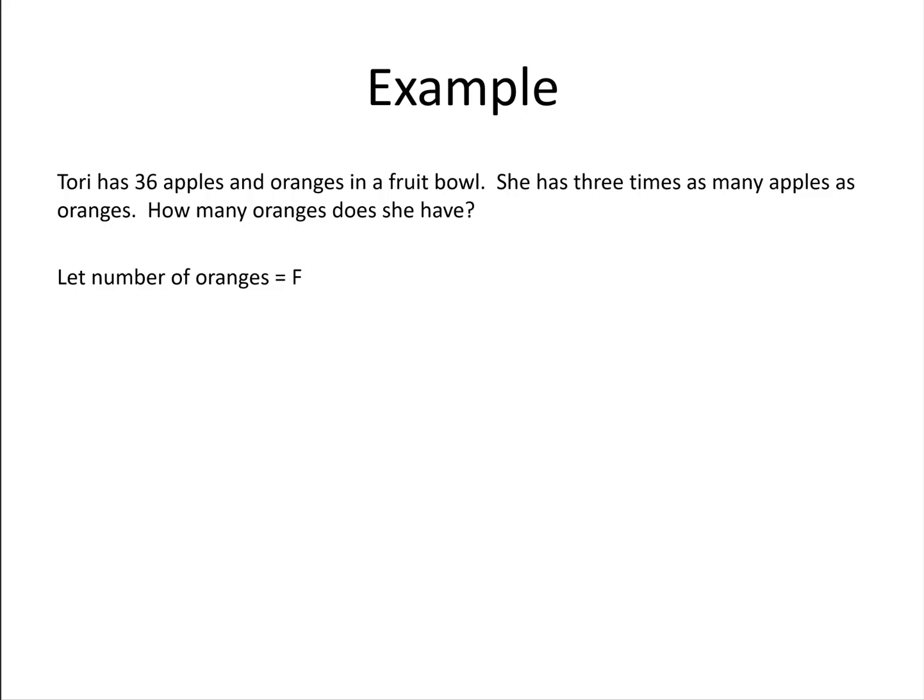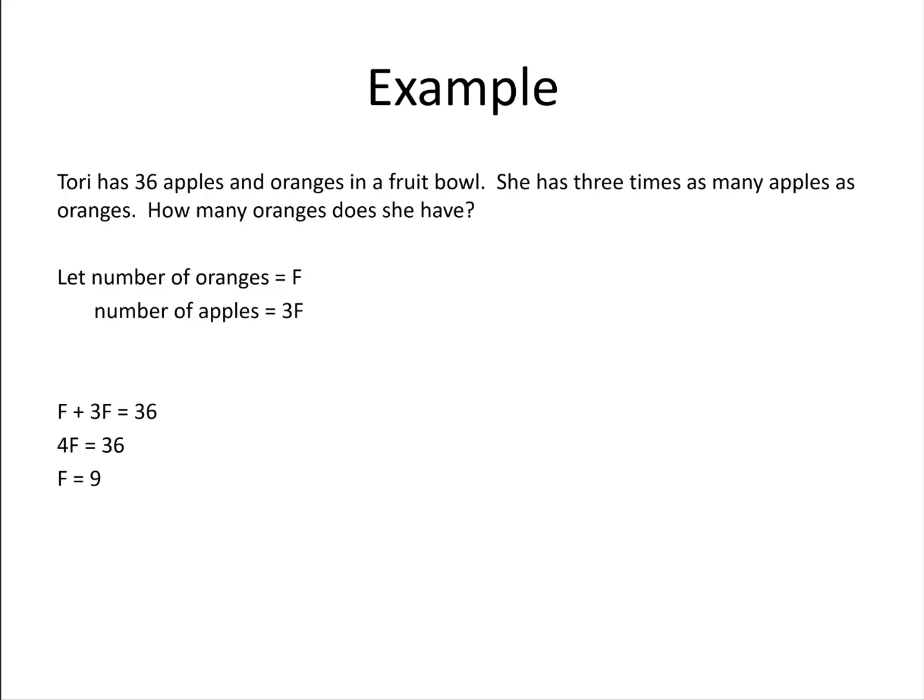Well, we know she's got 3 times as many apples as oranges. So the number of apples will be 3F. Now I know the total number of apples and oranges is 36. So if the number of oranges is F and I'm adding that to the number of apples, which is 3F, that will give me 36. I can then solve the equation using balancing equations I did in the last section. Well, F plus 3F is 4F. 4F equals 36. So how do I find F? Well, 4F is 4 times F, so I'll divide by 4. And 36 divided by 4 is 9.